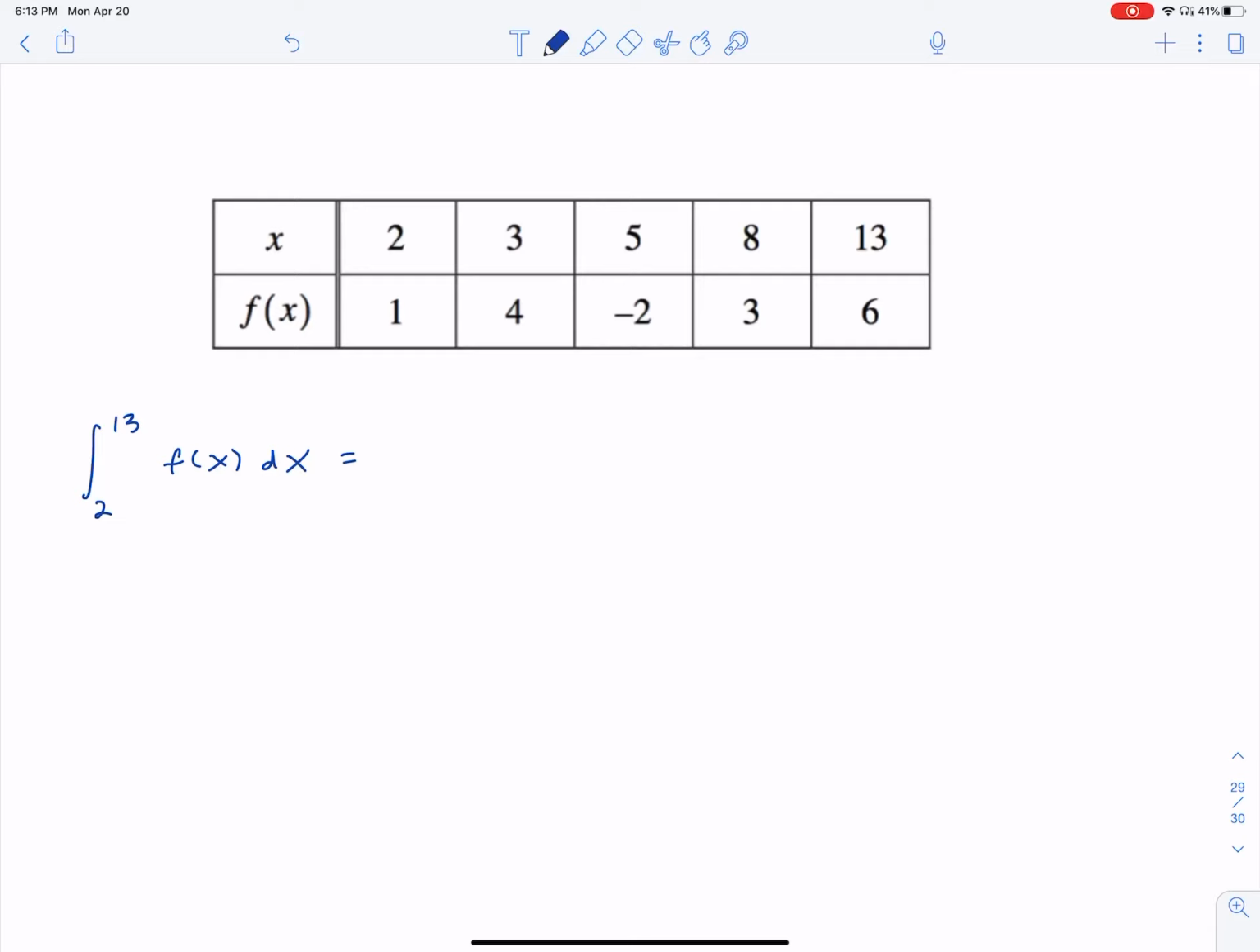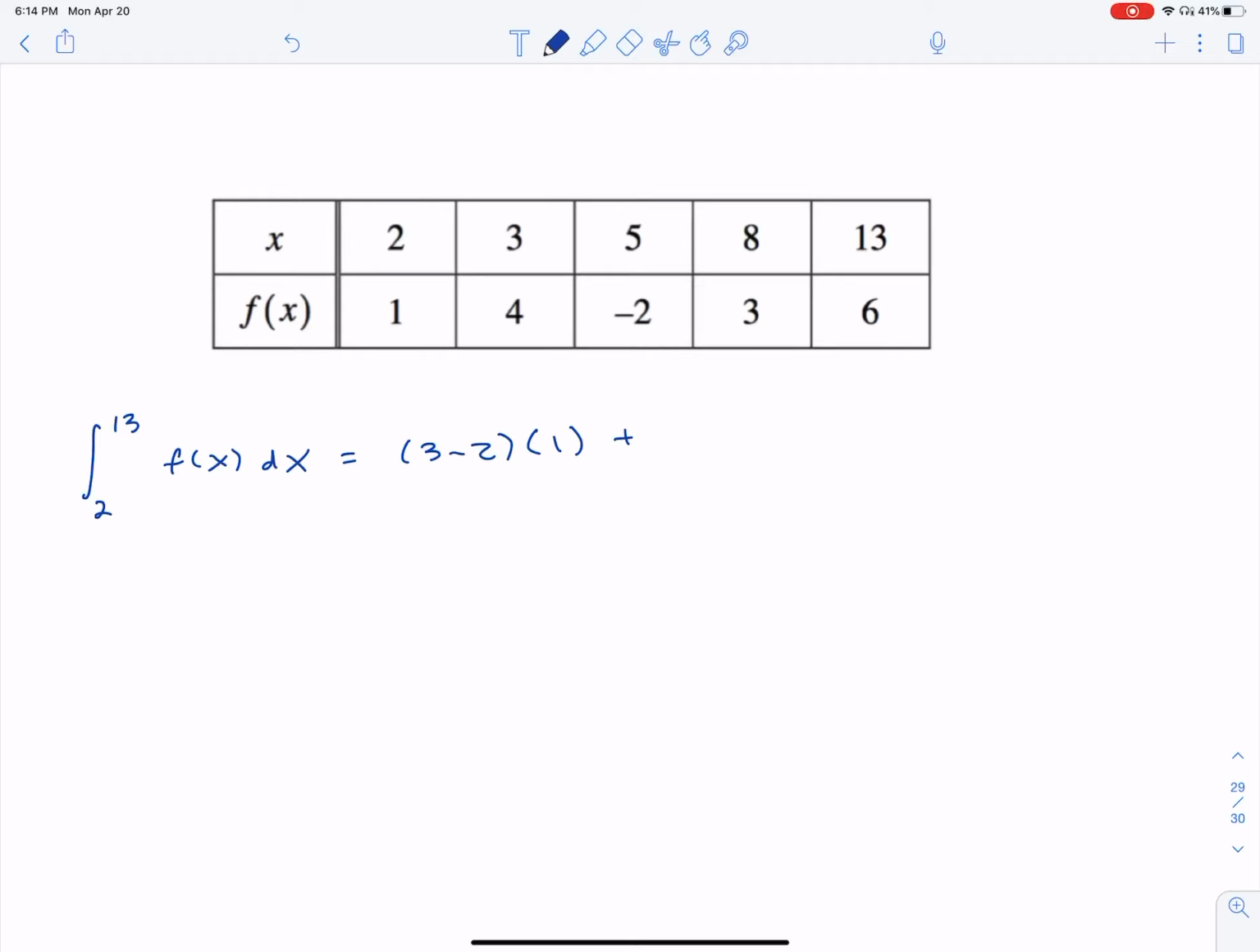So the first rectangle has a base that stretches from 2 to 3, right? So I'm going to find that stretch, and then I'm going to be using the height. In this case, the height of that rectangle is 1, because again, I'm using the left-hand side of that rectangle. To that, I'm going to add the next one.